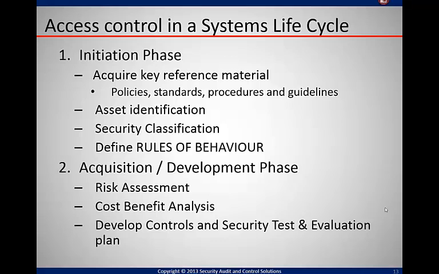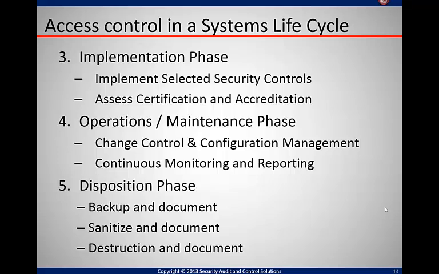Then the second phase, the acquisition or development phase, we're going to do a risk assessment, a cost benefit analysis based on that risk assessment, and then develop compensating controls and also a security and test evaluation plan. You need to determine and prove that things are working as designed. So you have gone through the implementation and testing phase and have results. In the implementation phase, we're going to implement the selected security controls. Then, if required, for example, such as in a bank, we have PCI, the Payment Card Industry Standards. We'll assess certification and accreditation.